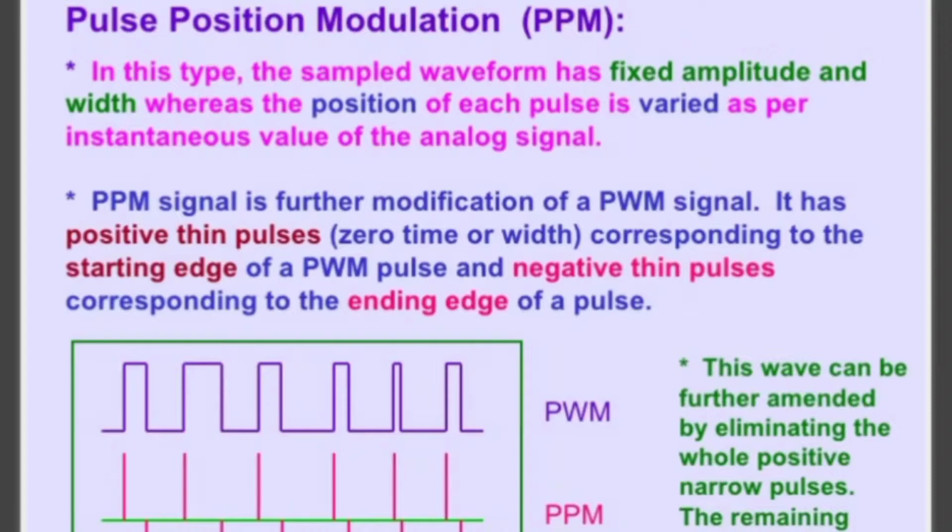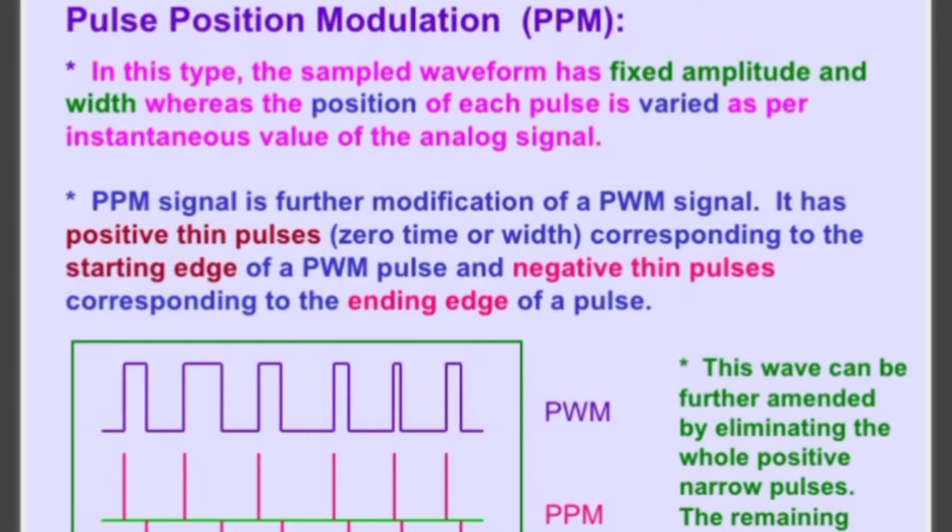In pulse position modulation, we are varying the position of the fixed-amplitude pulse as per the instantaneous value of the analog signal. The PPM signal is a further modification of the PWM signal. It is a PWM signal, and after that we can obtain the PPM signal. We have to remember that the PPM signal is obtained from the PWM signal.